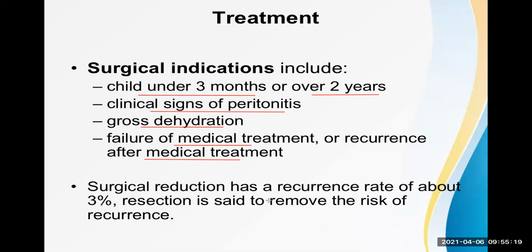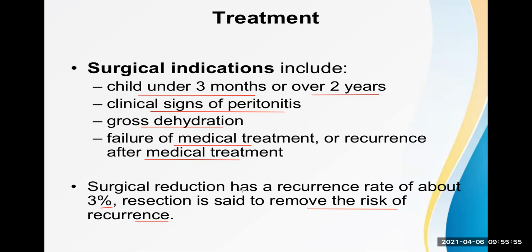Surgical reduction has a recurrence rate of about 3%, and resection is said to remove the risk of recurrence. So what the surgeon will do there is check whether the bowel is still intact or not. If it is already dead, they will make sure about that. Now, a bit of a practical point here: how to know whether this bowel is still healthy or not dead? You just touch the bowel. If there is a slight contraction, then this bowel is still normal. We can salvage this bowel.